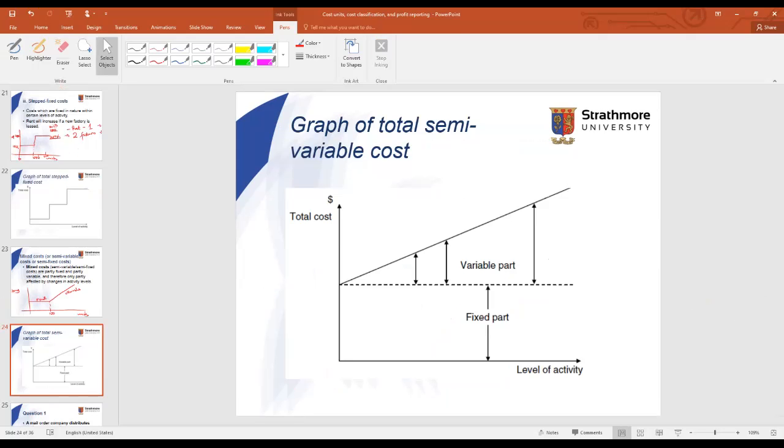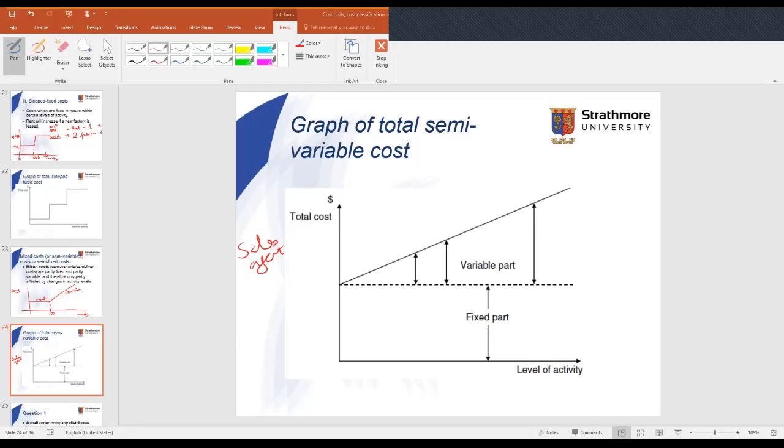So this is a graph that it can take also. This could be another example. Assume that you have sales agents, where you pay them a fixed salary. For this sales agent, they receive a fixed salary and a commission. For example, the fixed salary that they're able to earn in a month is 10,000.